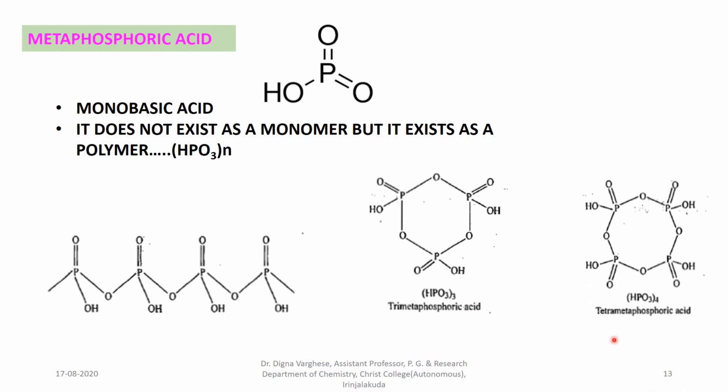Another example of a cyclic oxoacid is tetrametaphosphoric acid, (HPO3)4. So metaphosphoric acid is a monobasic acid. That means only one ionizable hydrogen is there, but it does not exist as a monomer for a longer time. Rather, it exists as a polymer with the general formula (HPO3)n. So it exists in the linear form, and also in a cyclic oxoacid form.